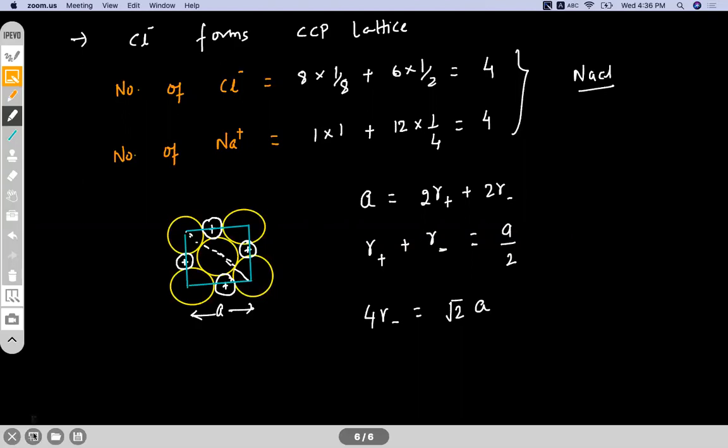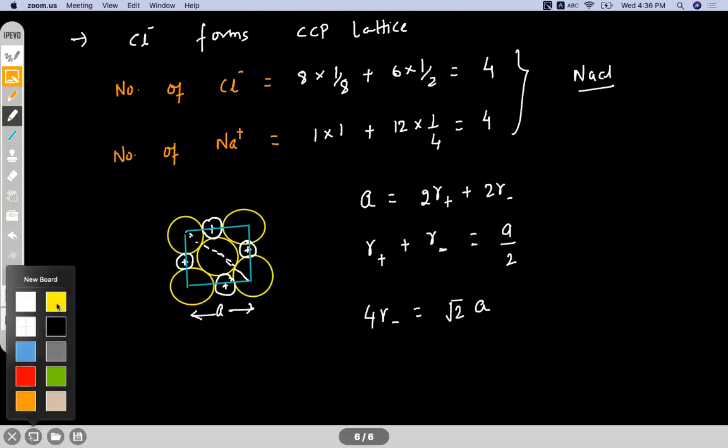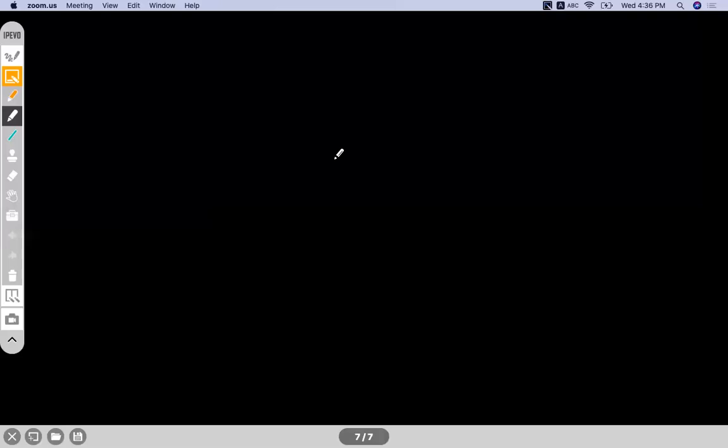I'll just do it for this one. For all other crystals, we are not going to discuss this thing again, because it is not that important. But you never know, it's there in the portion. So what they're going to do in the exam, you never know. So how to find out the packing fraction of the crystal of NaCl here.